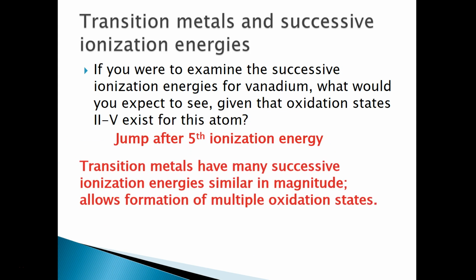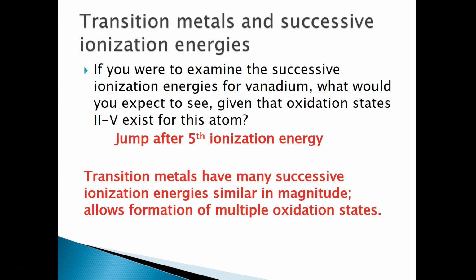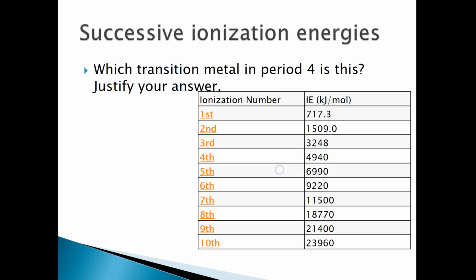And this actually explains why transition metals can have multiple oxidation states, because each successive ionization energy represents a very small change in magnitude, and so an additional electron is not that difficult to remove until you get to that noble gas configuration. All right, so one more example.